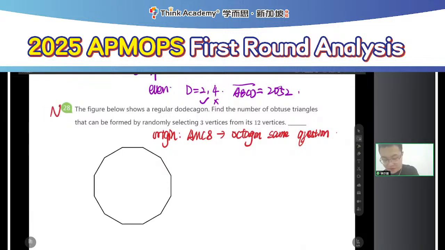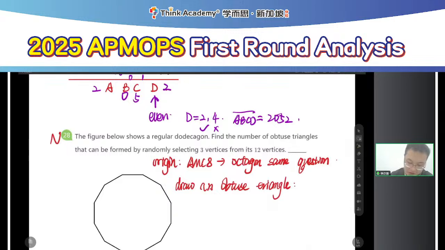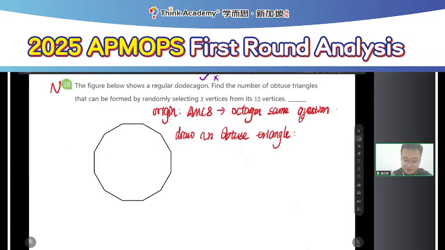So in AMC 8, we have the octagon with the same question. The problem is just, how do we draw an obtuse triangle? If you learn some secondary school material, it should be easier for you. In secondary school, you learn about a circle, and you know that this is just about a chord, right? So for this one, the logic is, if you want to draw an obtuse triangle, first find a random point, and then draw a random line from this point to any point, for example here, or here. They should both be okay.